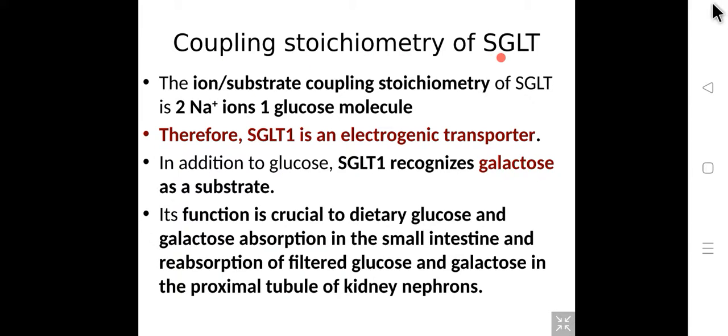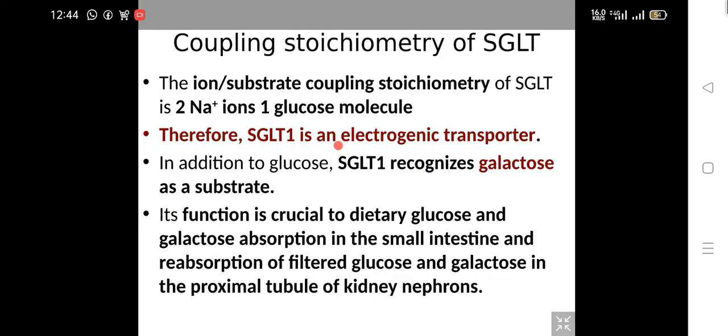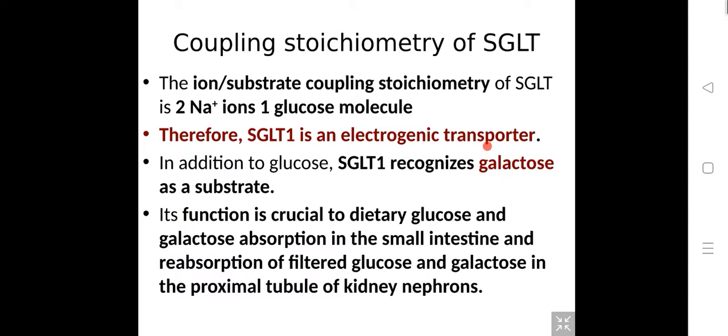The coupling stoichiometry of SGLT, the ion-substrate coupling stoichiometry of SGLT, is 2 sodium ions to every glucose or galactose molecule. Therefore, SGLT1 is an electrogenic transporter. In addition, SGLT1 also recognizes galactose as a substrate. And SGLT is really important because its function is crucial to dietary glucose and galactose absorption.